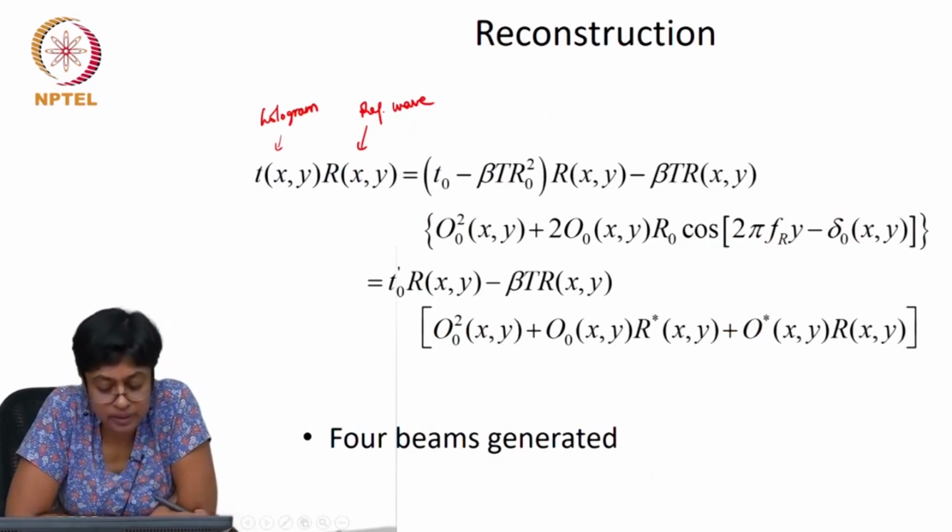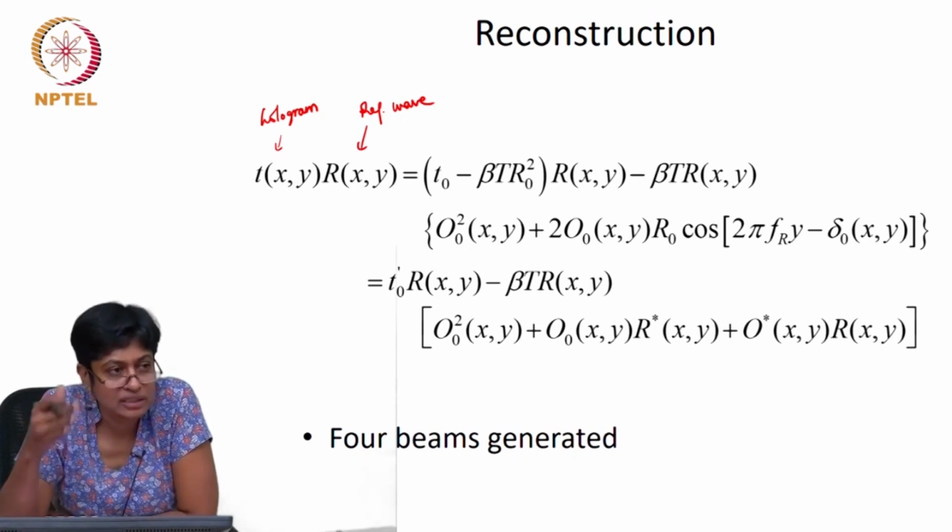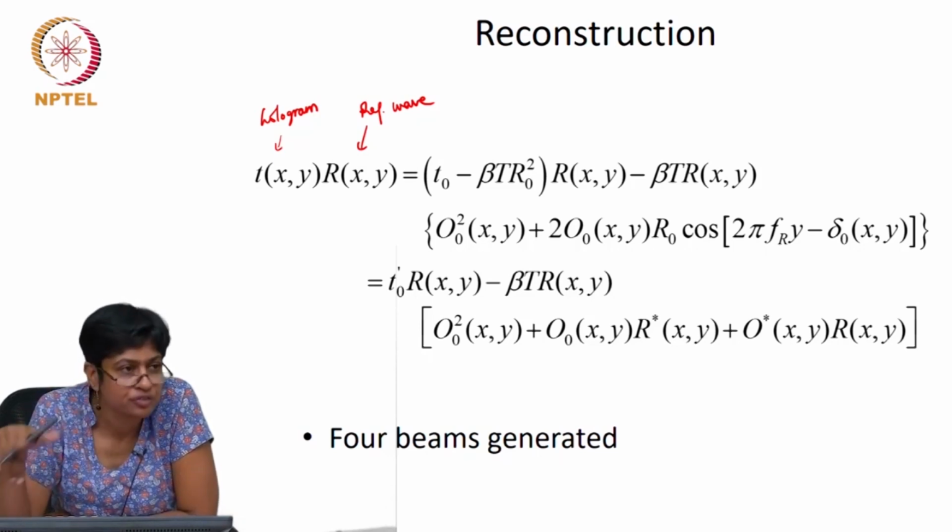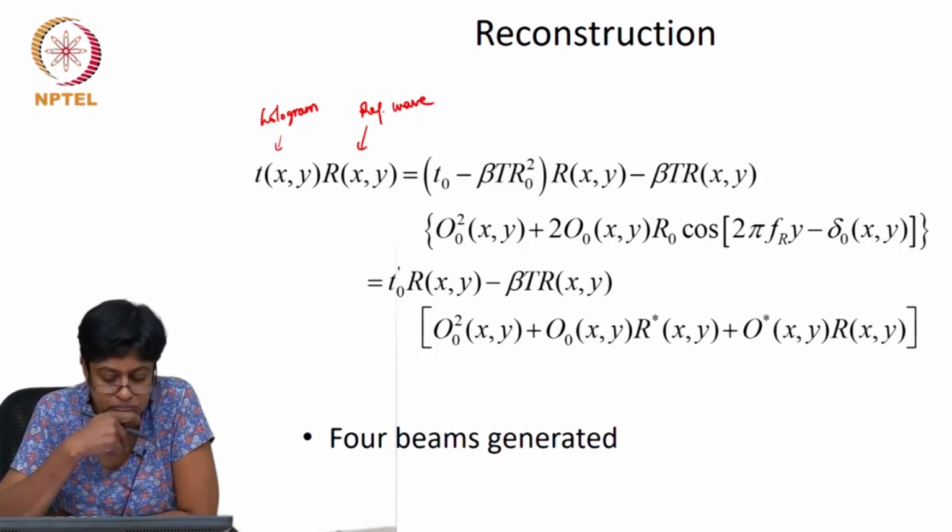Okay. Just take a moment and look at them. It is just taking the transmittance and multiplying it by the reference wave, and since the transmittance has every term of the interference pattern in it, the resulting expression has a number of different terms in it. It is not a single term. It turns out, in fact, there are 4 terms.